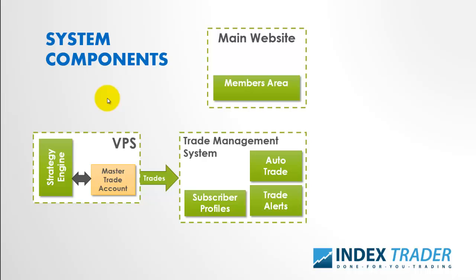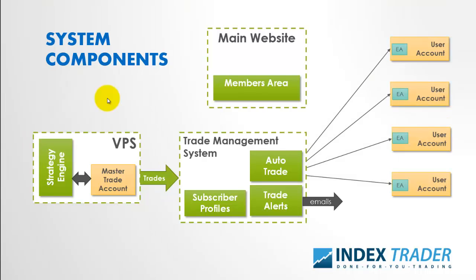Simplistically, I've broken it down to three main functional areas. There's the subscriber profile area, which stores a list of all the subscribers. There's a trade alert section, which is responsible for sending out the trade alerts via email to all the subscribers. And then the more complex area is the auto trade section.